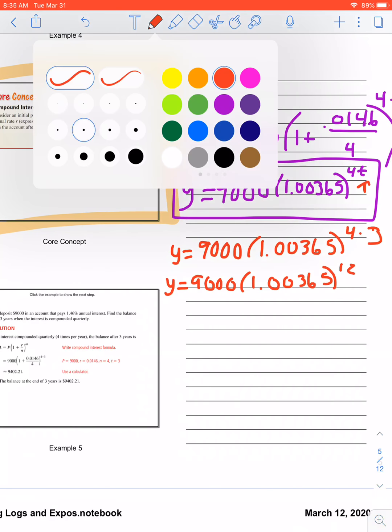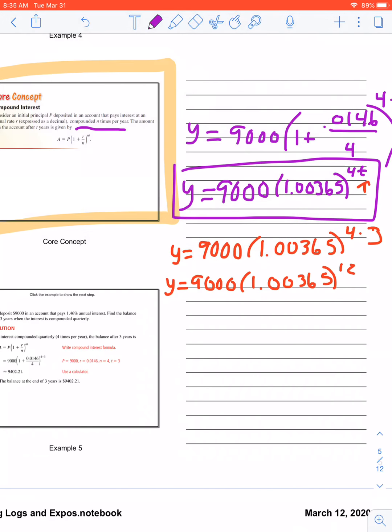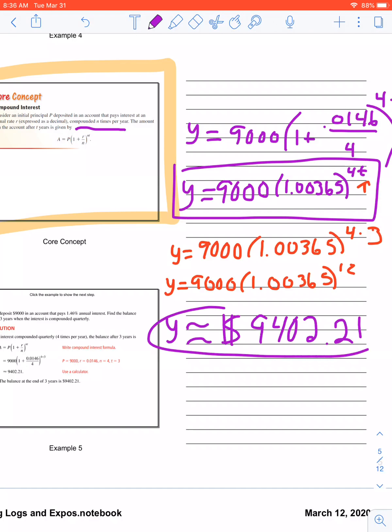If I don't do that, then it's going to give me the wrong answer. So when I type that in my calculator, again, we're talking about money here, so I'm going to round my final answer to the nearest penny. So I get $9,402.21. If I invest $9,000, in 3 years I'll have gained over $400. Pretty decent investment, I think. Okay? So that would be the answer I'd be looking for.